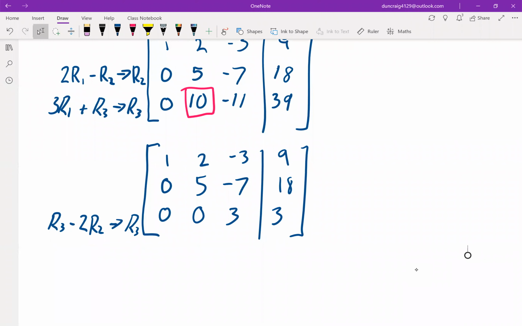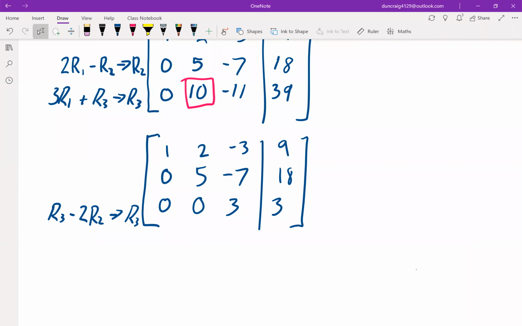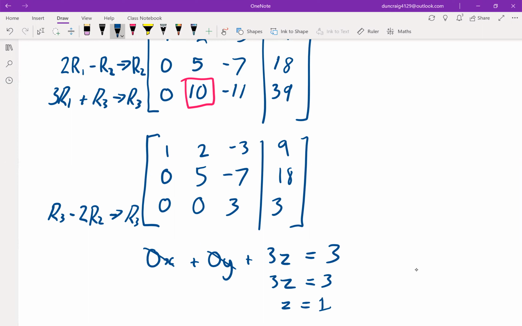Just keep in mind that each of these represents our X, Y, and Z values. So if I just have a look at my last line here, what I've got essentially is 0x plus 0y plus 3z is equal to 3. So really, I've got no x's, no y's. So really, I've just got 3z is equal to 3. So that means that z has to equal 1.